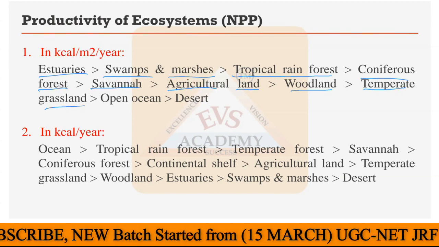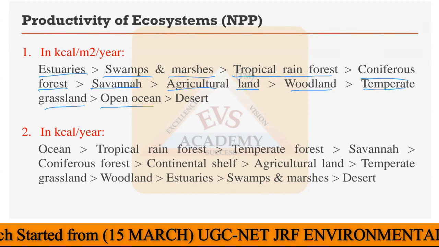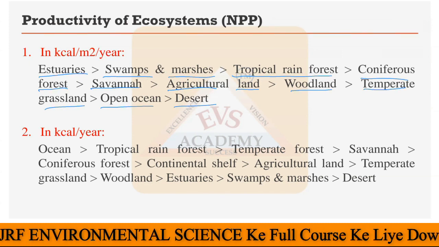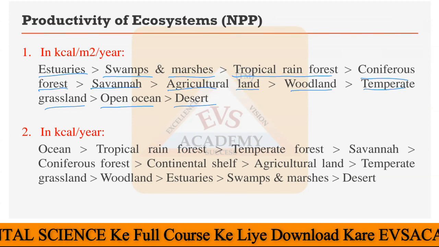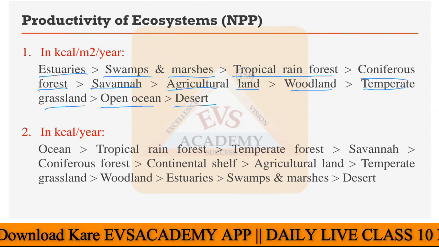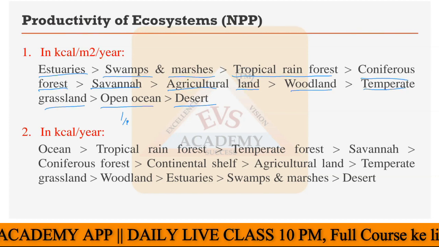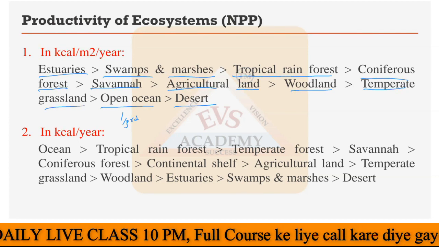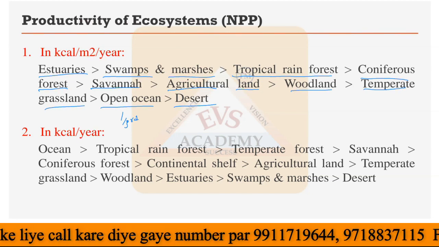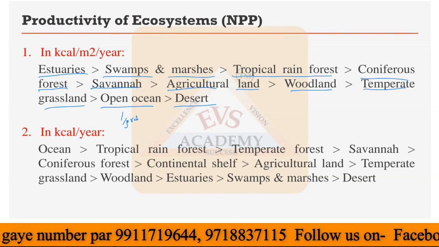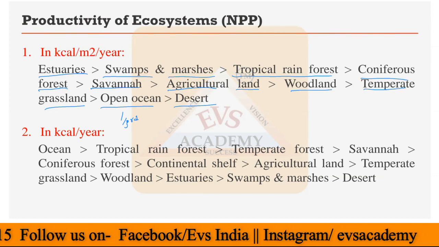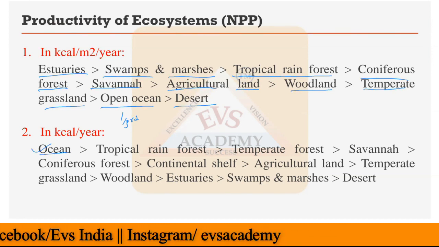Then the least per meter square productivity is of the ocean and desert. Desert is the least among all, and open ocean is second last. But in terms of kilocalorie per year production, because almost 75 percent of our earth is covered with ocean, the ocean has the highest area. Although the per meter square productivity of the ocean is very low, when we look at all the area, the highest productivity you can find is in the open ocean.